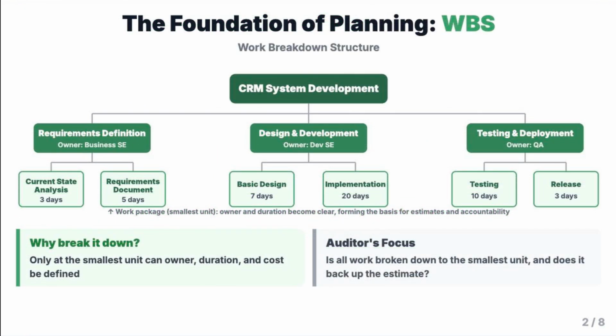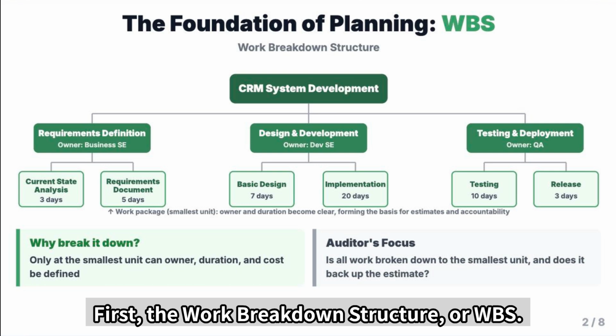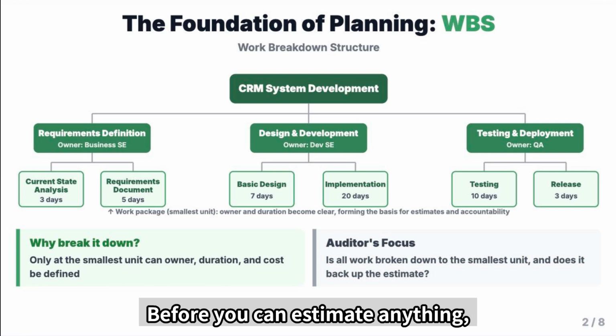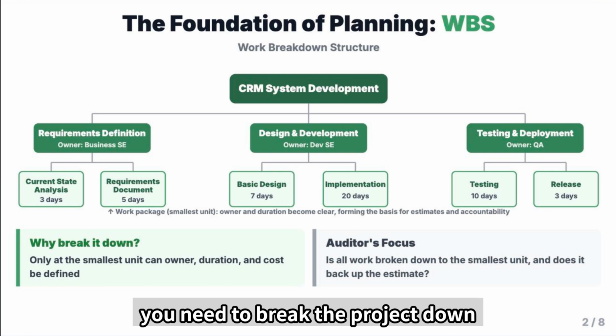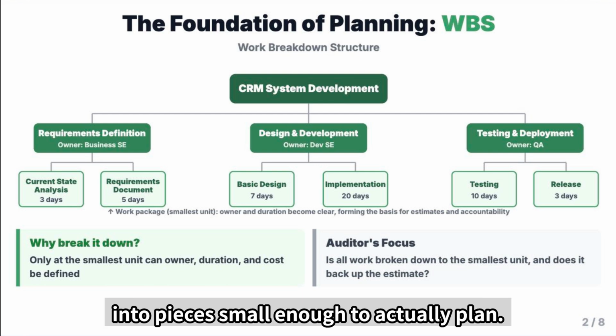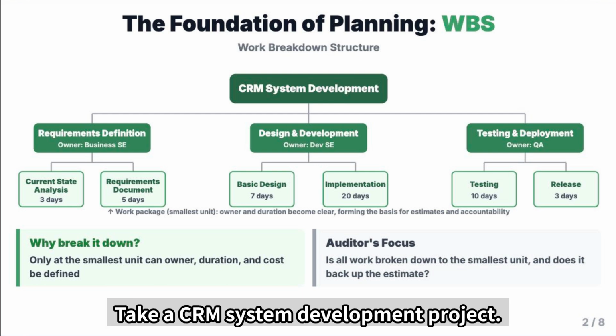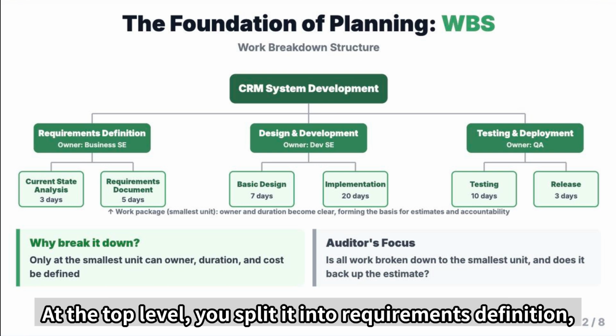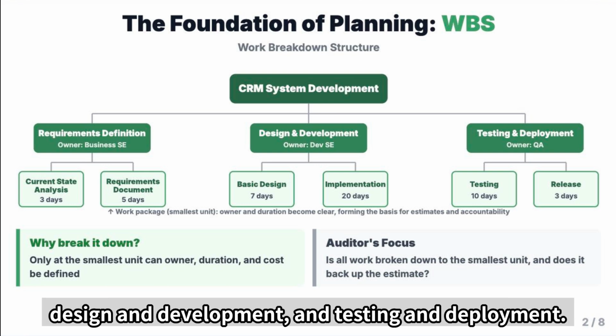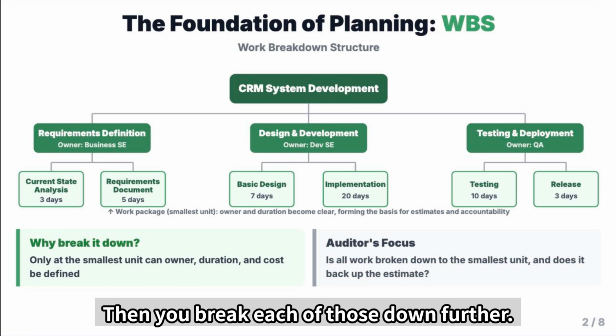The foundation of planning, WBS. First, the work breakdown structure, or WBS. Before you can estimate anything, you need to break the project down into pieces small enough to actually plan. Take a CRM system development project. At the top level, you split it into requirements definition, design and development, and testing and deployment. Then you break each of those down further.